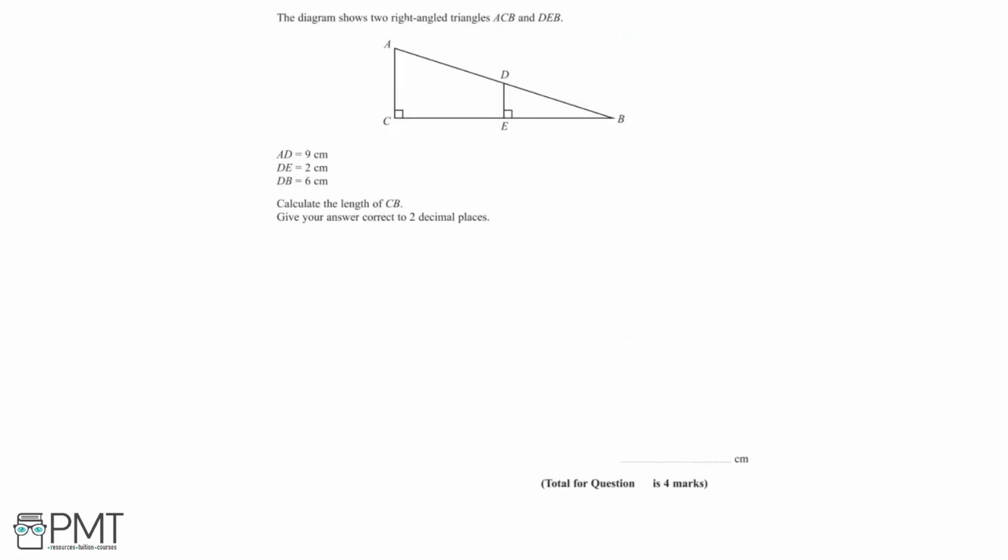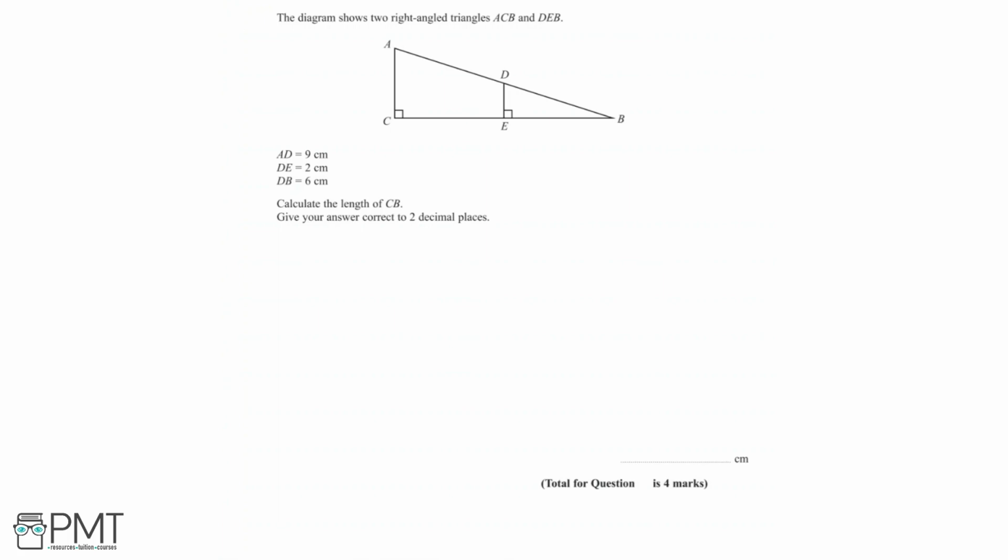In this question, we're given a diagram which shows two right-angled triangles, ACB and DEB. We're told that the length of AD is equal to 9 cm, the length of DE is equal to 2 cm, and the length of DB is equal to 6 cm. We need to calculate the length of the line CB, giving our answer correct to 2 decimal places.